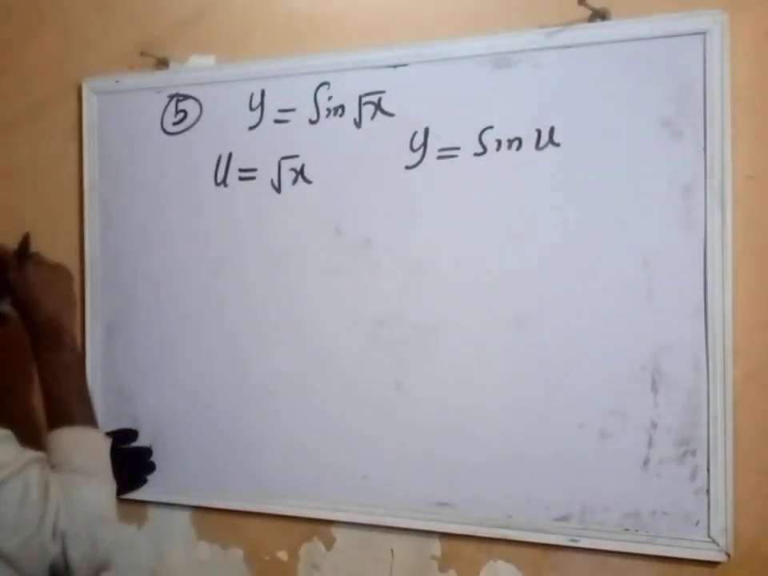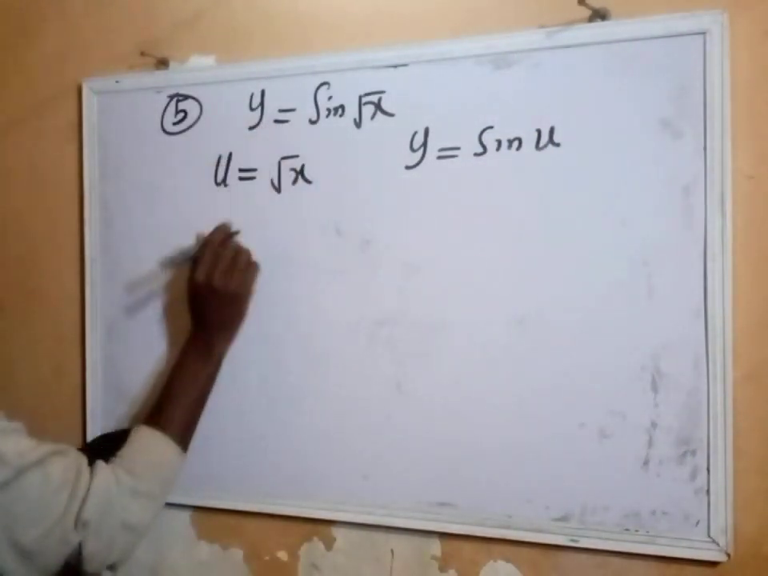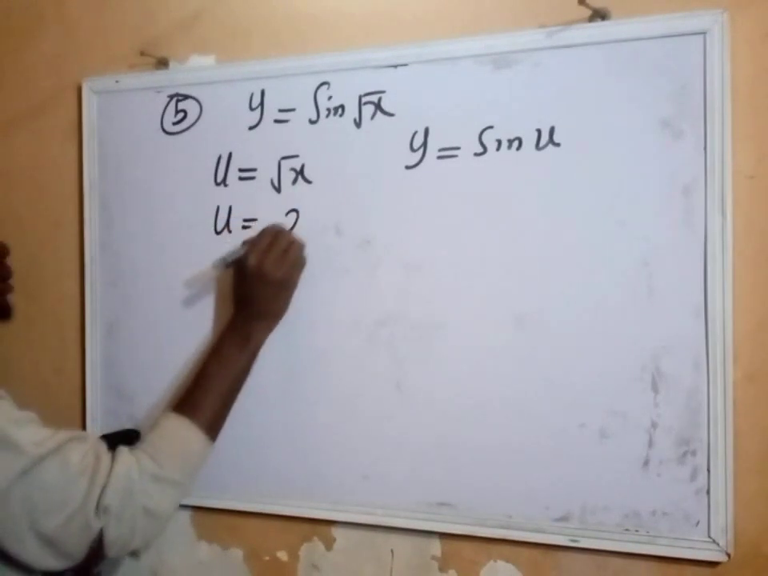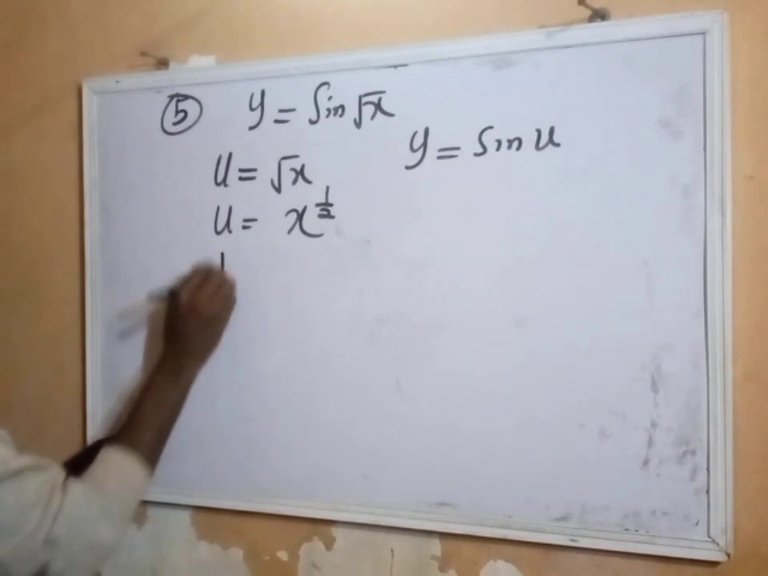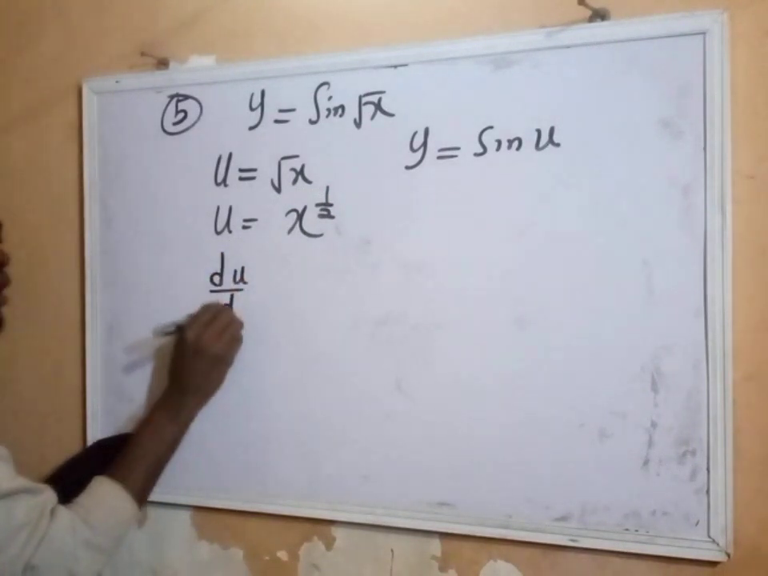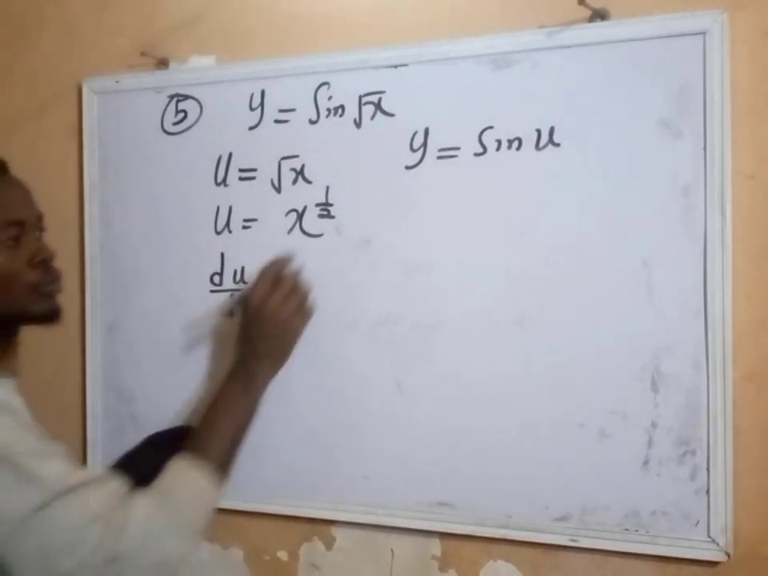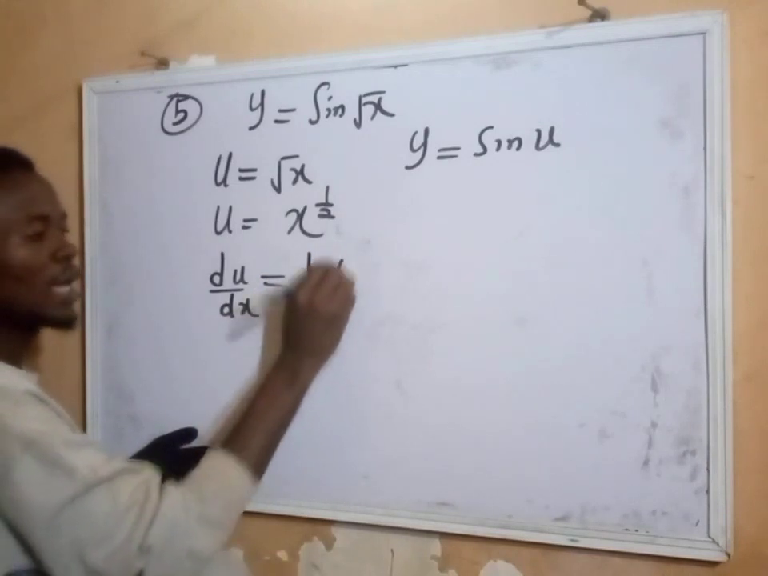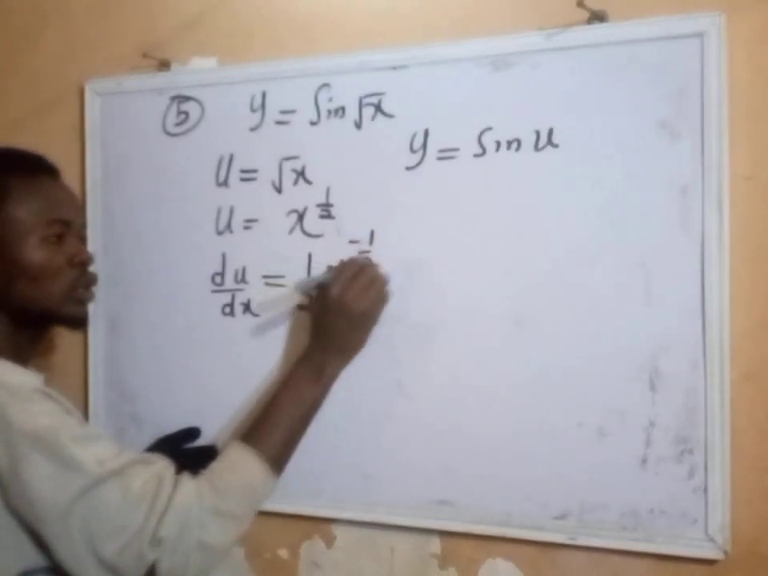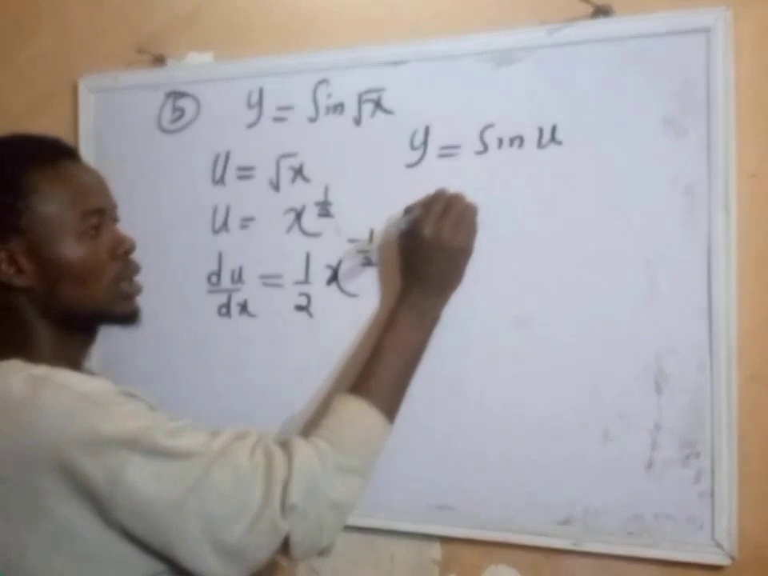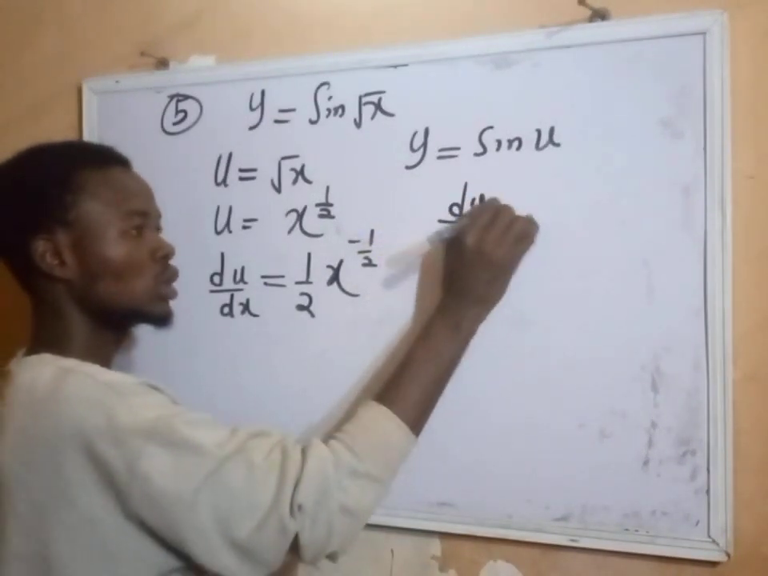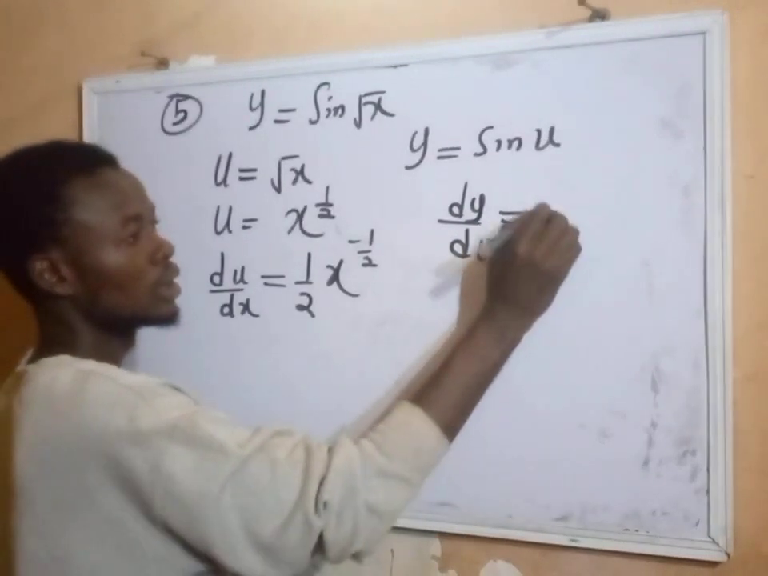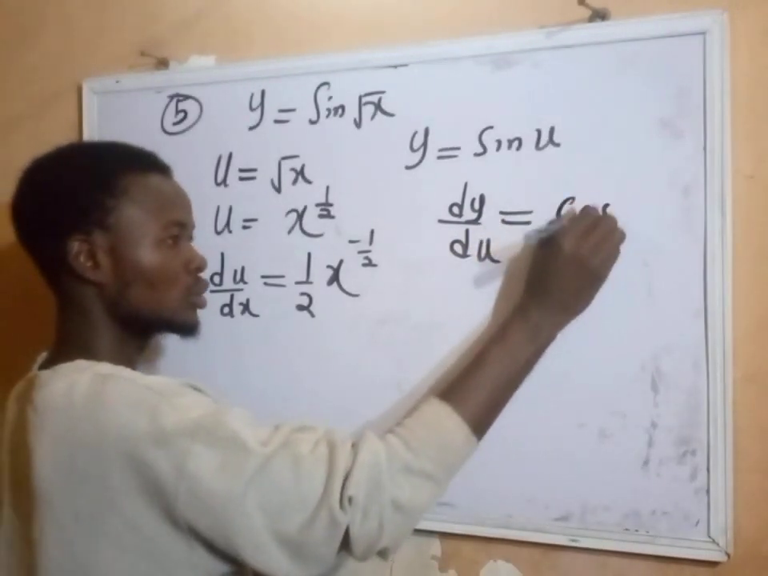You know that this one can still be x raised to power 1 over 2, right? And the du divided by dx equals 1 divided by 2 x raised to power of minus 1 over 2. And the dy divided by du equals cos of u.